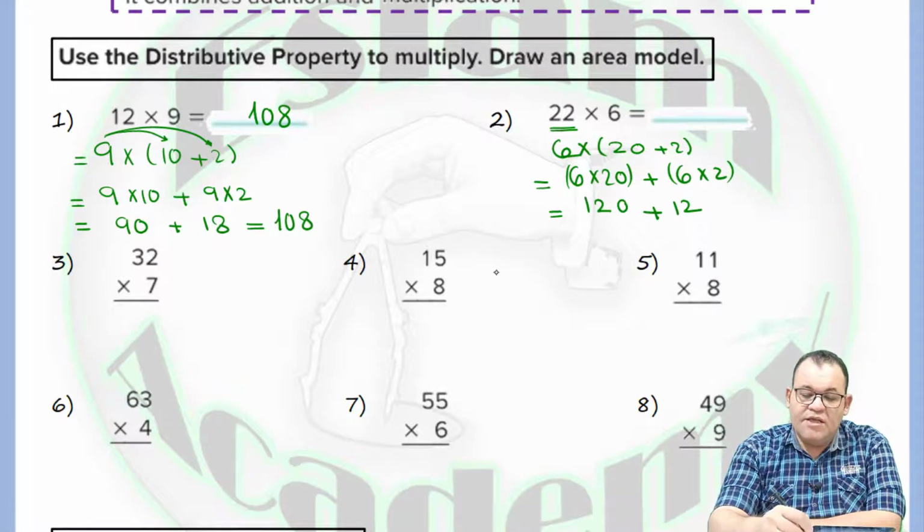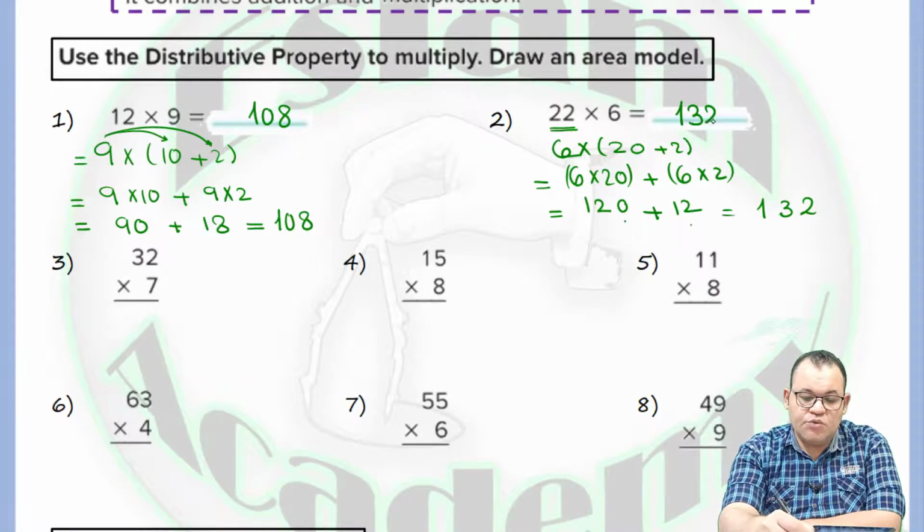Now if you need to add them, 0 and 2 equals 2. 2 plus 1 equals 3. 1, then write the 1 here. So 22 multiplied by 6 equals 132.